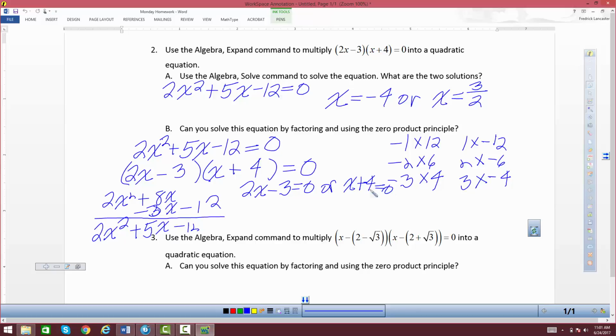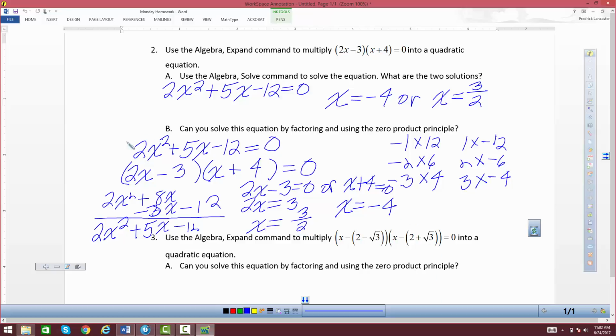This one can be solved pretty much by inspection. So this gives me x equals negative 4. Here it's a little bit more complicated, so I'm going to add 3 to both sides and get 2x equals 3. Then divide both sides by 2 and I get x equals 3 halves.